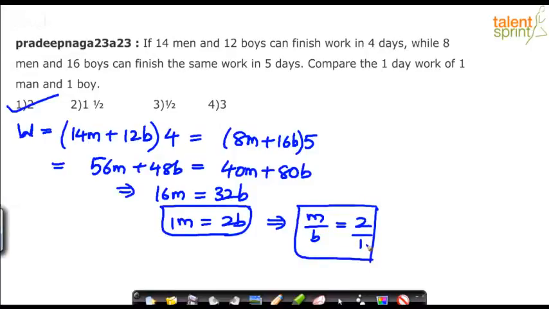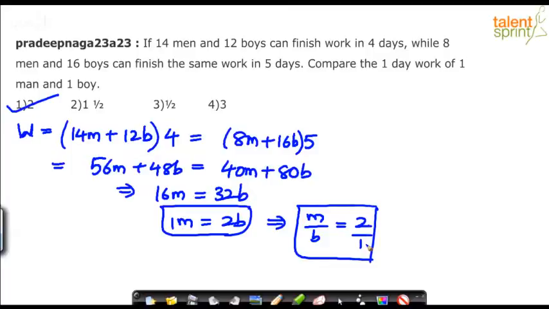Alright, 2m equals b. It's not 2m equals b, it is m equals 2b. m equals 2b. It is not m equals b. Ashish, it is not m equals b. It is m equals 2b. One man equals 2 boys. Just look at the solution.